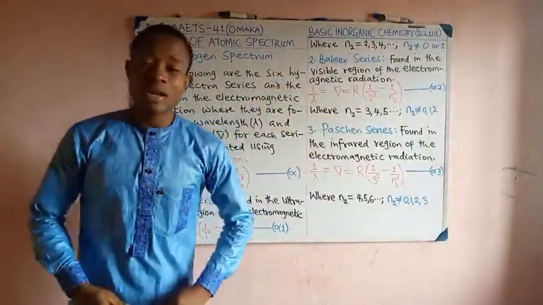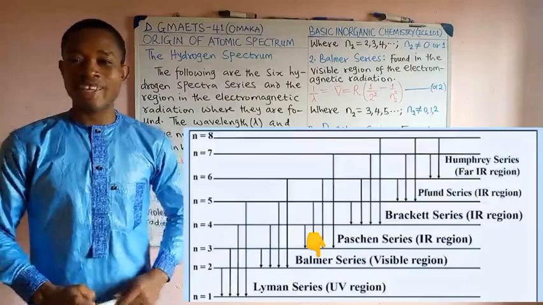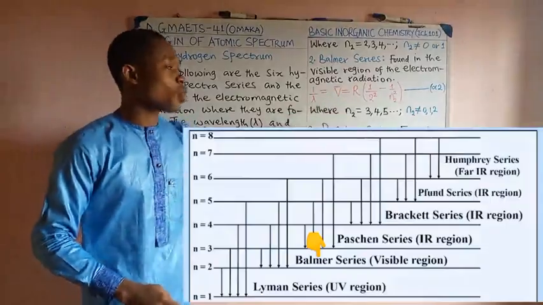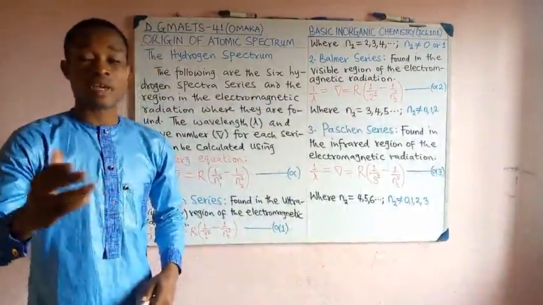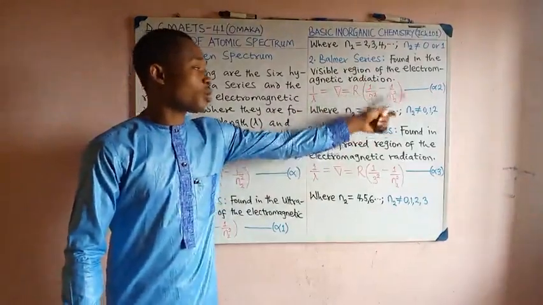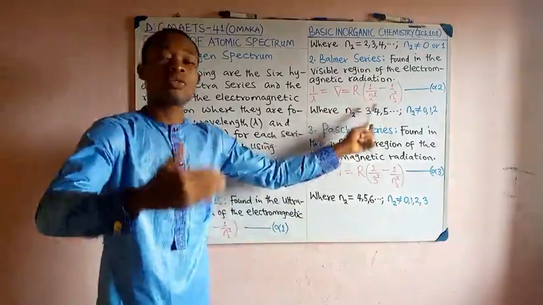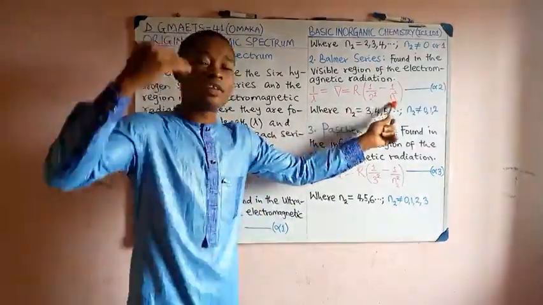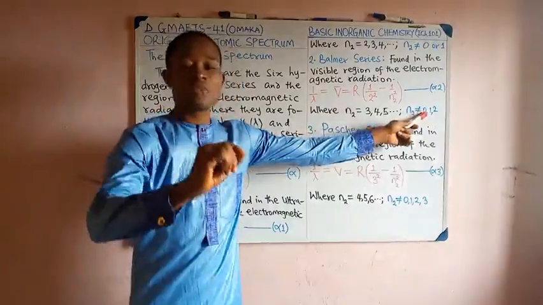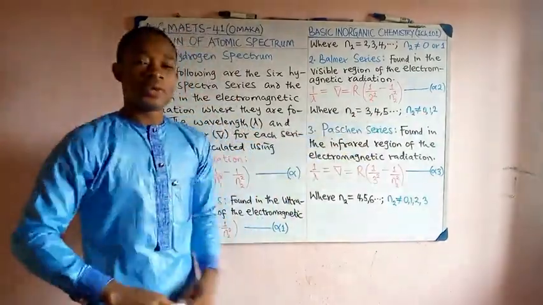The second line is the Balmer series. The Balmer series, as mentioned earlier, is found in the visible region of the electromagnetic radiation. And then the Rydberg equation for calculating the wavelength and the wave number is given as R, bracket 1 over 2 squared minus 1 over n2 squared. Take note now, we are talking about the second series, so n1 is equal to 2. Which means that n2 will take values from 3, 4, 5, 6 going up. n2 can never assume the values 0 or 1 or 2. It cannot, because n1 is already 2.